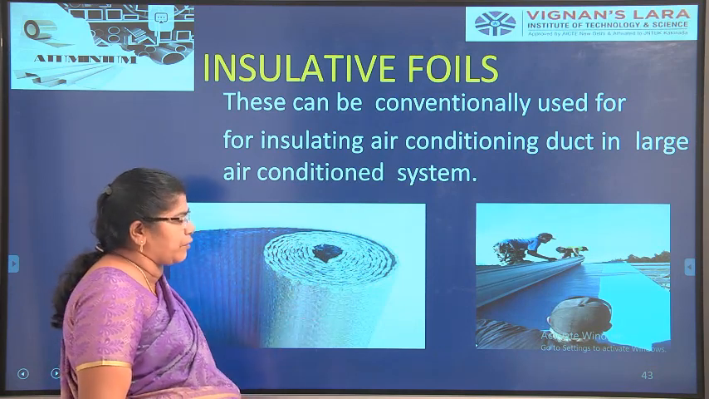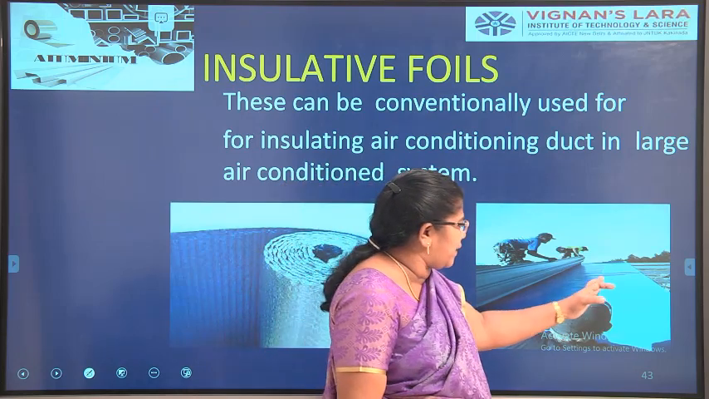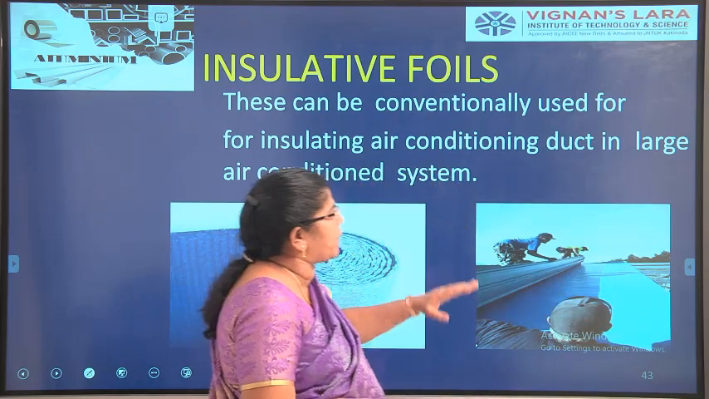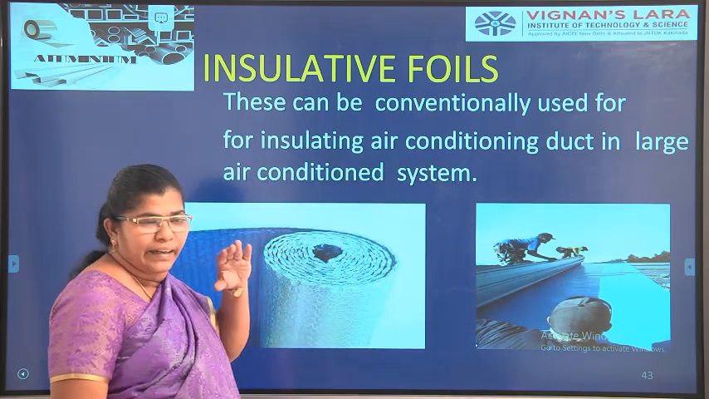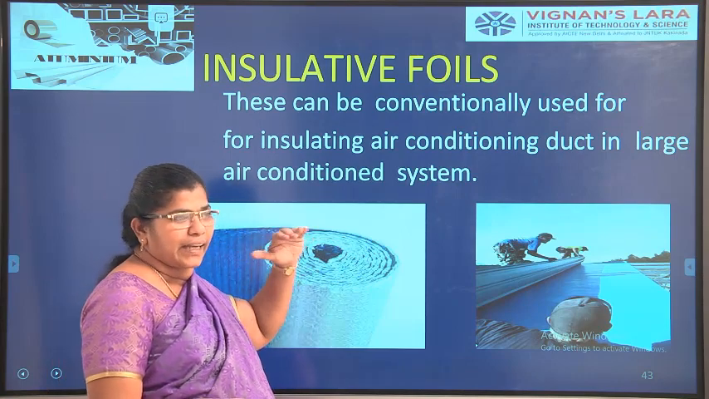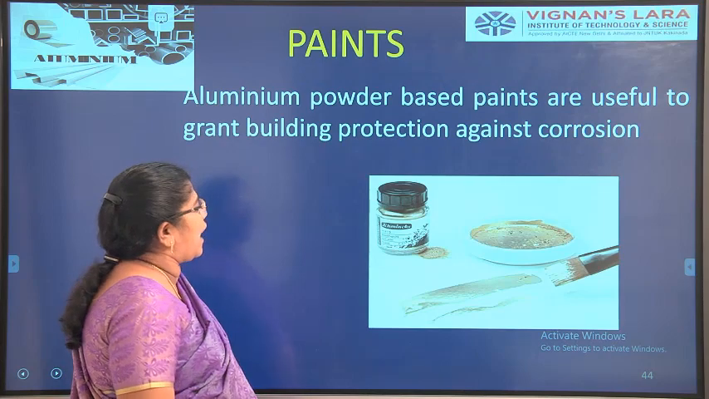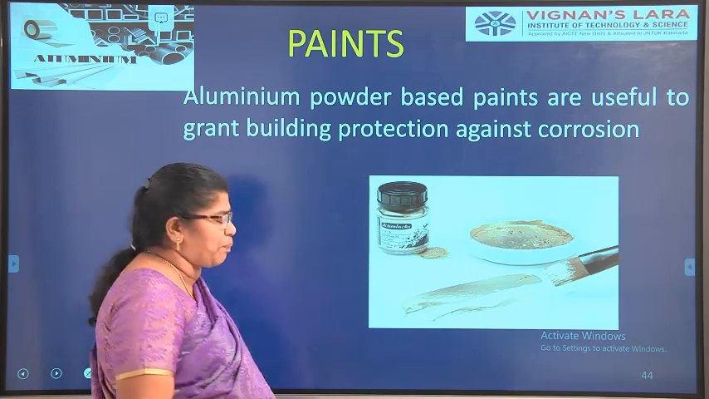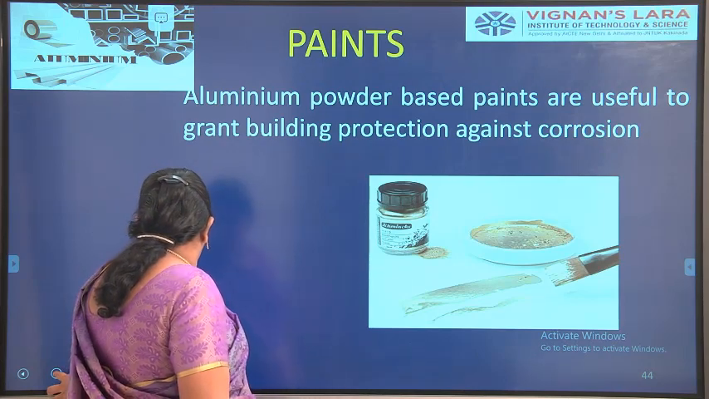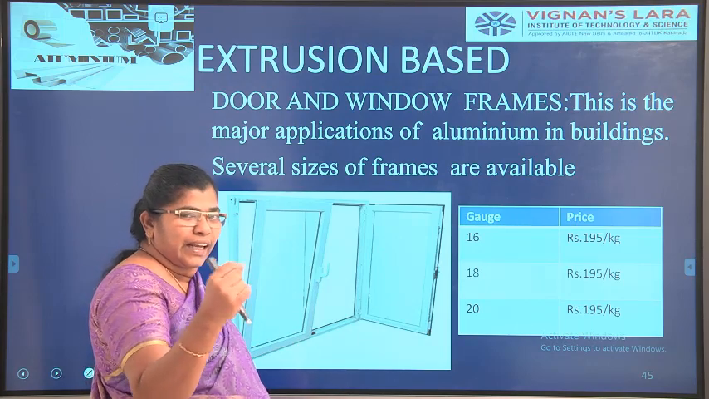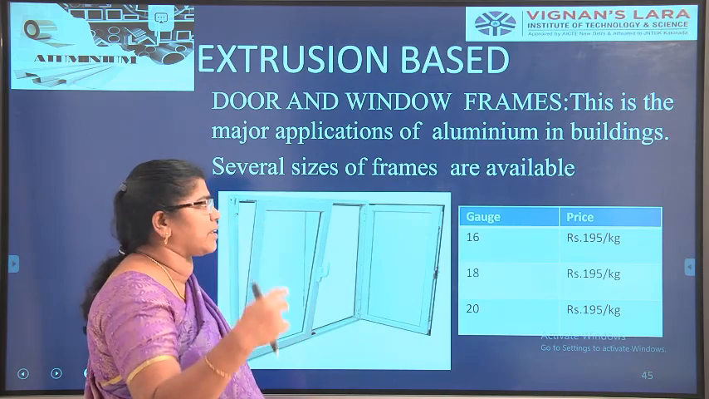foils which we are using for insulation purposes, even above the air conditioning rooms, right? Centralized air conditioning, we can use this foil as an air-tightening material. And the powders that we are using in the paints will give a little bit of luster, right? It will give brightness.